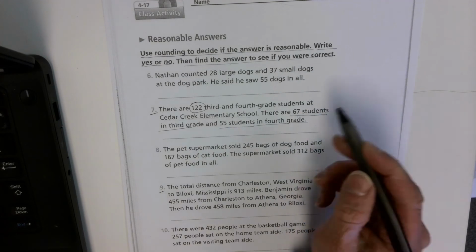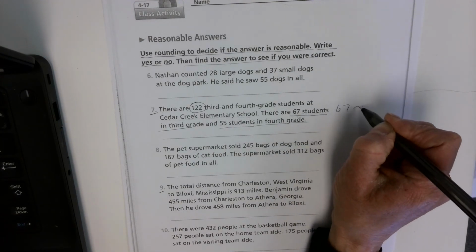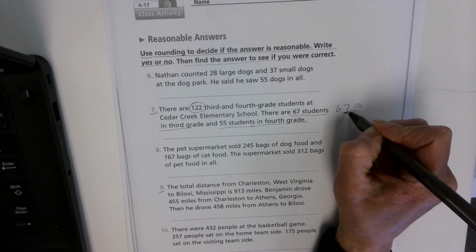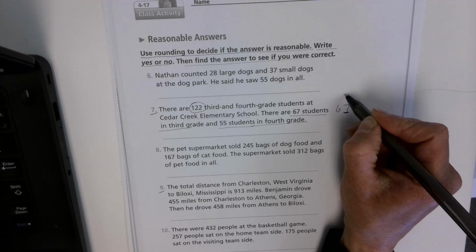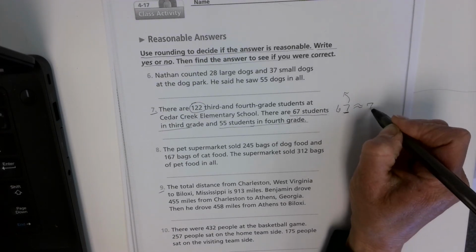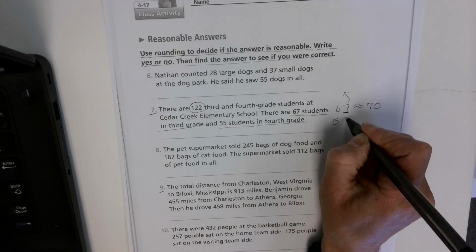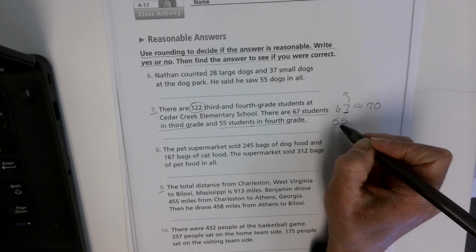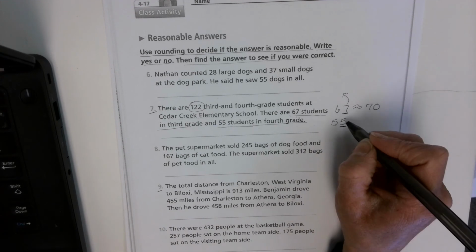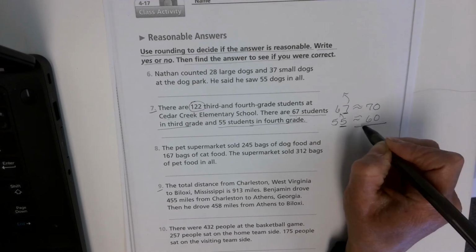So let's do it. In 3rd grade, 67, that would round to approximately, looking at the 7 in the ones place, 5 and above, give it a shove. 67's between 60 and 70, we're going to make that 70. And then 4th grade had 55. That's going to be between 50 and 60, looking at that 5 in the ones place. 5 and above, give it a shove. We're going to go higher, so that's going to be about 60. Now let's add them up.